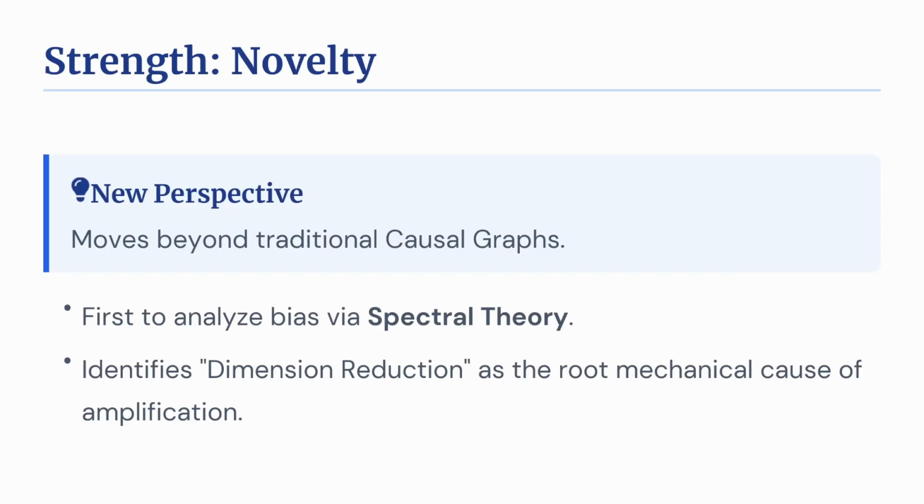And regarding novelty, this paper breaks away from the traditional curve-grade analysis framework. It is the first study to analyze the bias problem from spectrum theory, identifying dimension reduction as the mechanical cause of bias amplification. This is a very novel perspective with clear physical meaning.